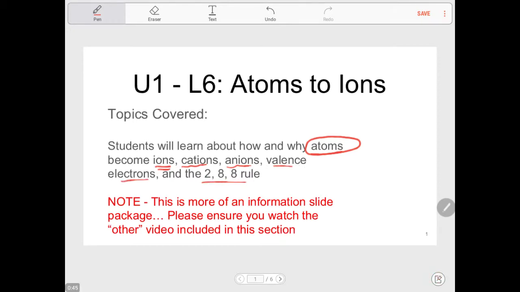Now, I want to be clear. When you watch this video, this has 6 slides to it. This is very brief. But when you look down in your workspace, there's a much more thorough video that I've done up for you. In this first video, I'm going to go more quickly, just go over the terminology, the concepts. But the next video is one where I really go into the most important stuff, how atoms turn into ions. And I draw out electrons moving here and there, how the 2-8-8 rule works.